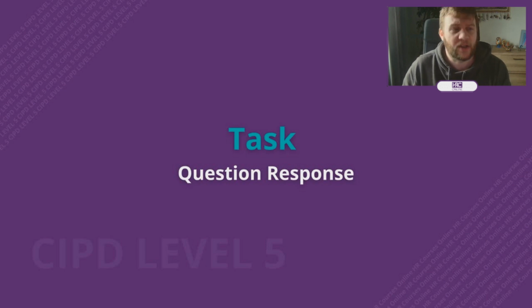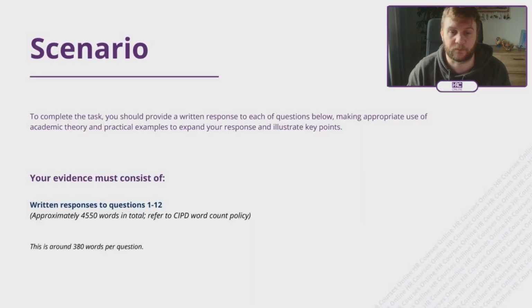Now, when we look at the question responses, that's what you've been asked to do. So you've been given a set of questions, and to complete the task, you should provide a well-written response to each question below, making appropriate use of academic theory and practical examples to expand your response to illustrate the key points. So you have 12 questions to answer in 5001.